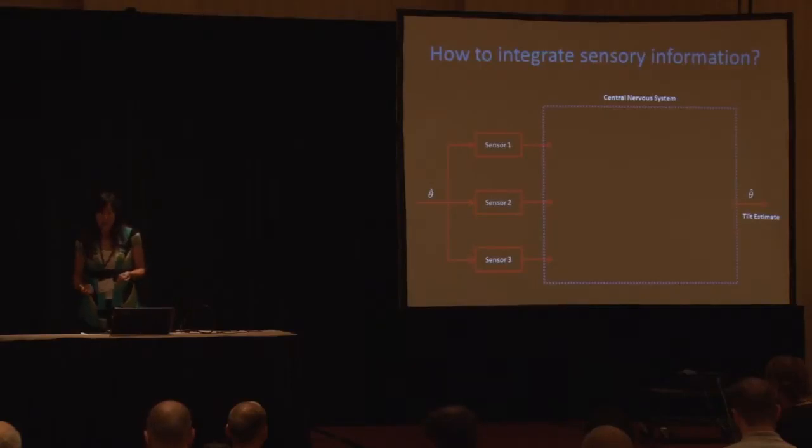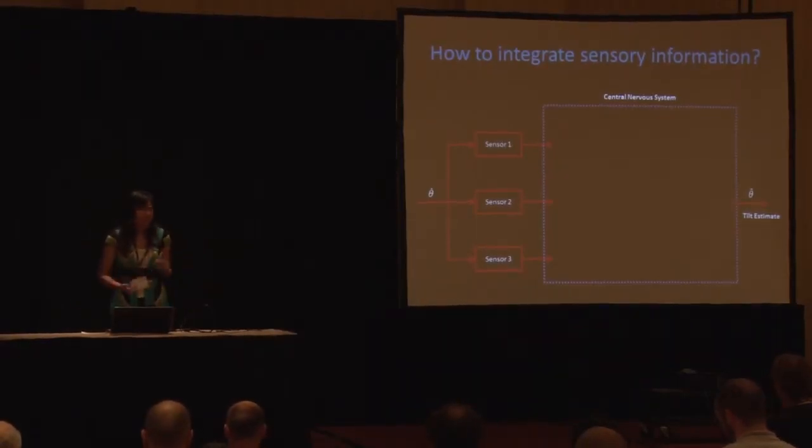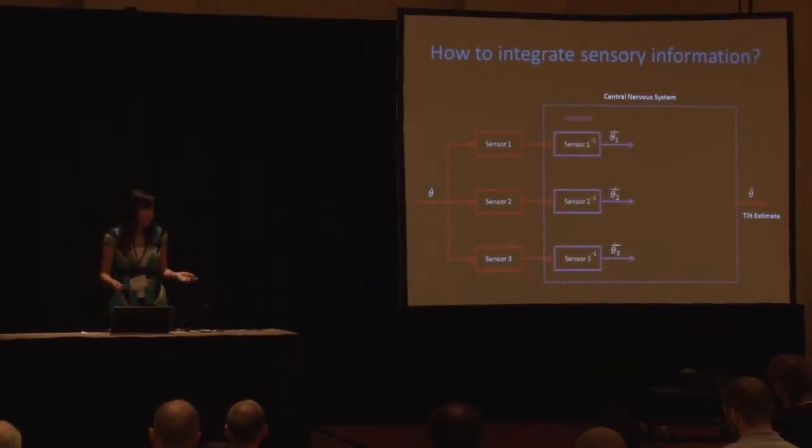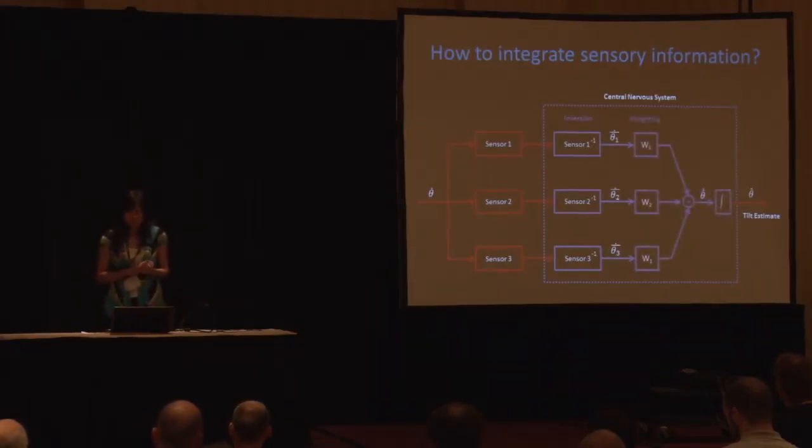So how can we integrate this sensory information? We expect a low-pass filter, but let's just say we have 3 sensors. We want to know what the estimate of tilt is. We're just going to invert them so we get our units back, weight them in some way, and then add them together and then integrate to an estimate of tilt.